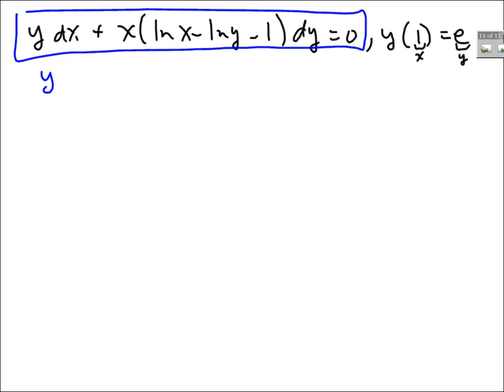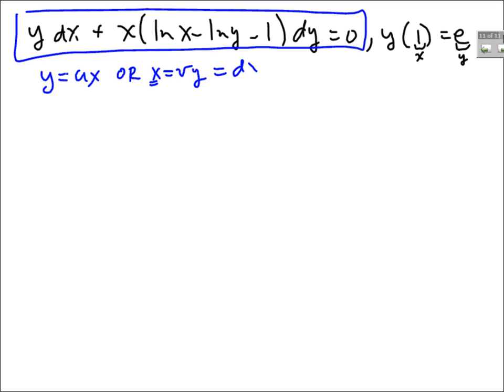So I'll let y equal ux. You know, maybe we'll be bold. We can always use that x is vy. How about we use that one?